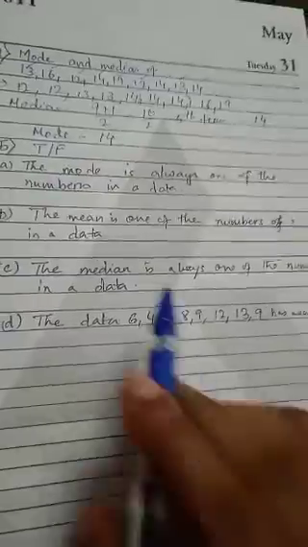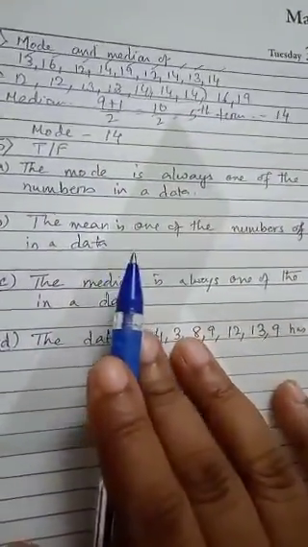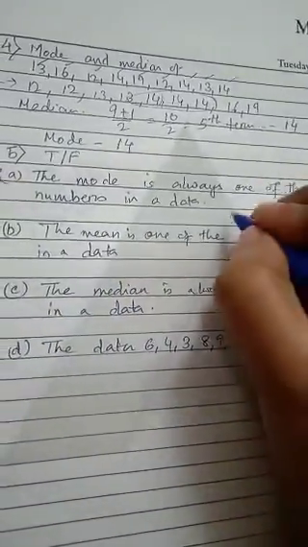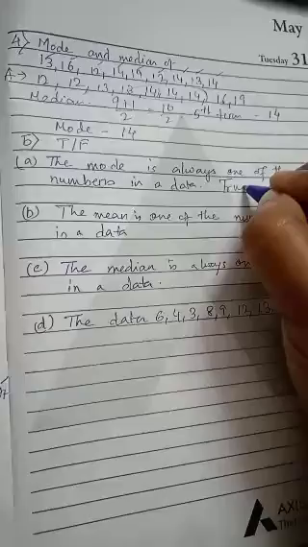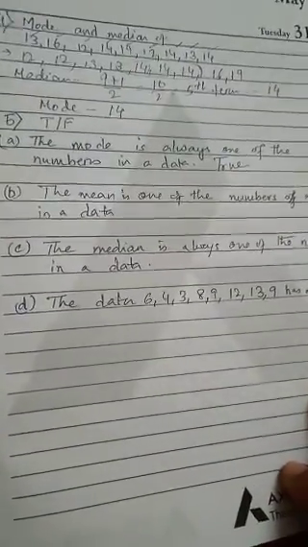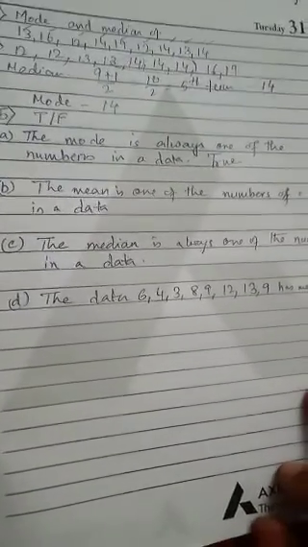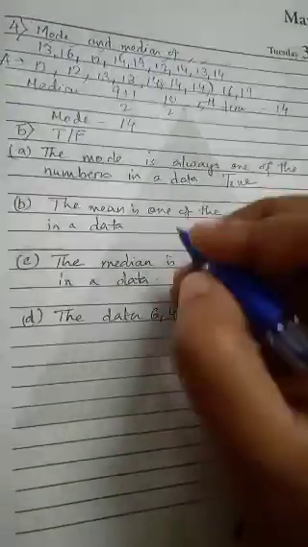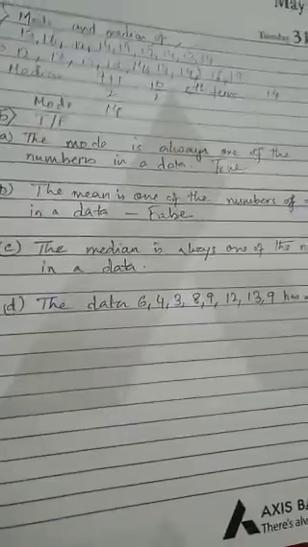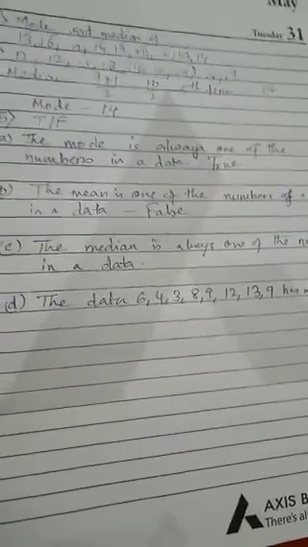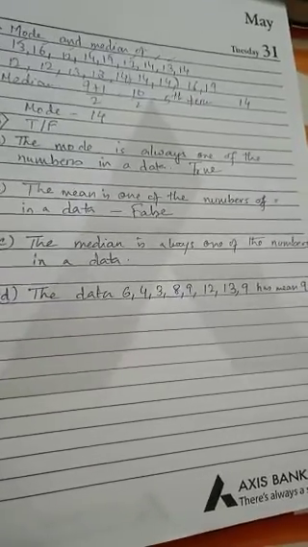Coming to true and false. The mode is always one of the numbers in the data. Yes. So the mode is always one of the numbers in the data which occurred the maximum number of times. That is the mode. So this is true. Next. The mean is one of the numbers in the data. No. False. You are finding the average. It may be within the data. It may not be within the data.